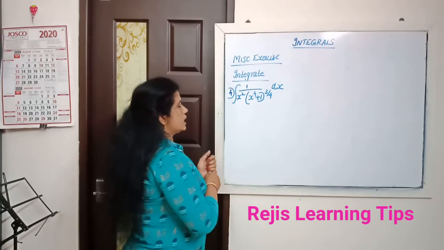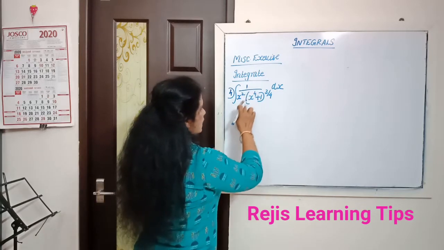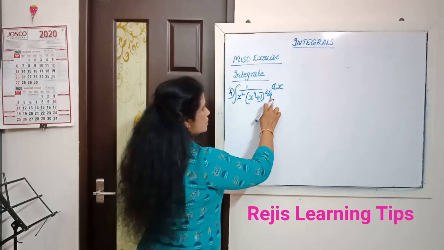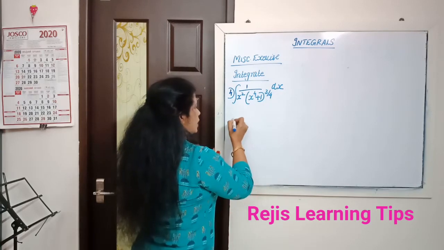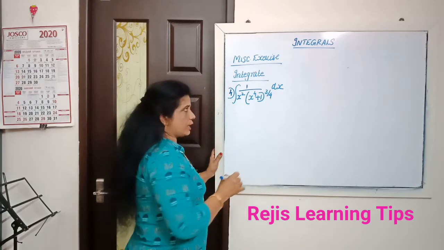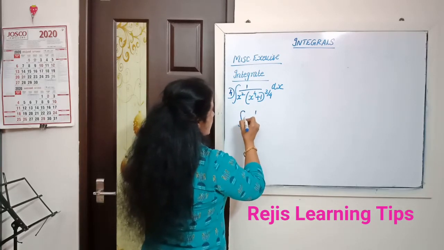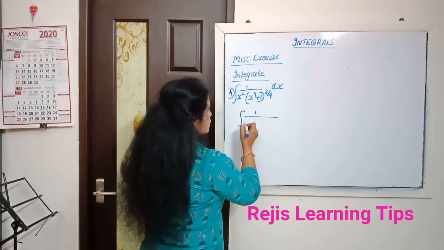Fourth question: integral of 1 divided by x square into (x raised to 4 plus 1) the whole raised to 3 by 4 dx. Listen here, this is a very important question. Then integral of 1 divided by x square.